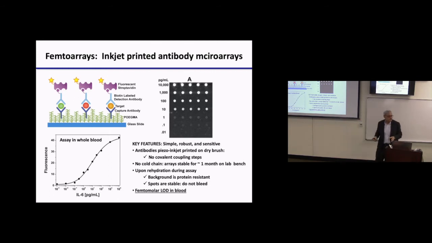Okay. So just to show you how this works, we printed capture antibody spots. These are all the same, and then we would incubate it with the analyte. Then we'd wash it off. Then we would add the detection antibody with the fluorophore. Then we'd incubate, wash it off. So that's a typical sandwich immunoassay, but just being done in these microarray spots.